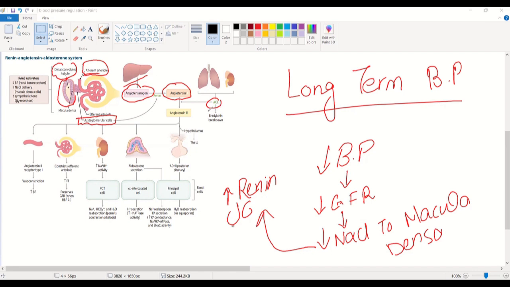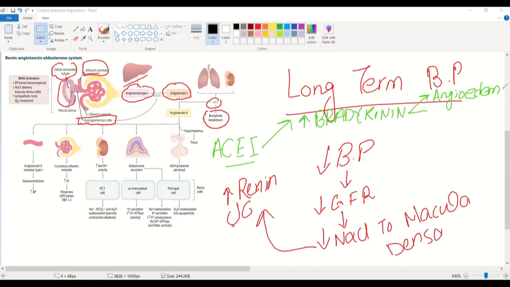This enzyme is also important for the breakdown of bradykinin. Can anybody tell me the drug that will inhibit this enzyme? ACE inhibitors. Again, pharmacology integrated with physiology, high yield stuff. If the patient is taking an ACE inhibitor, what will be the level of bradykinin? It will be increased, high. Increased bradykinin leads to angioedema and dry cough.